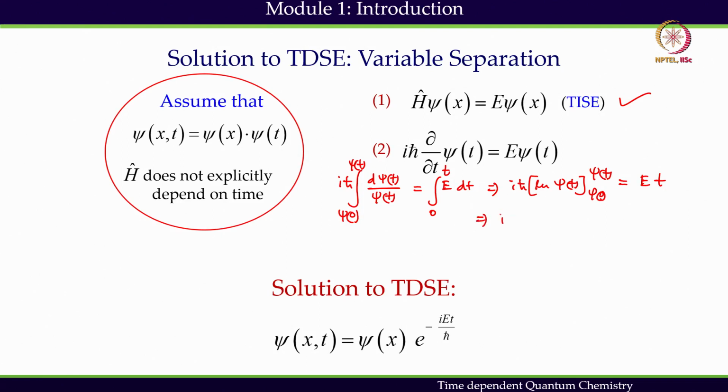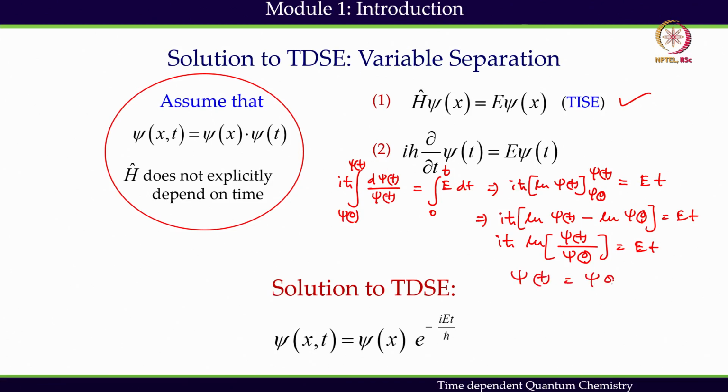or i h cut ln psi t minus ln psi 0 equals Et, or i h cut ln of psi t by psi 0 equals Et, or we can write psi t equals psi 0 e to the power minus i Et by h cut.